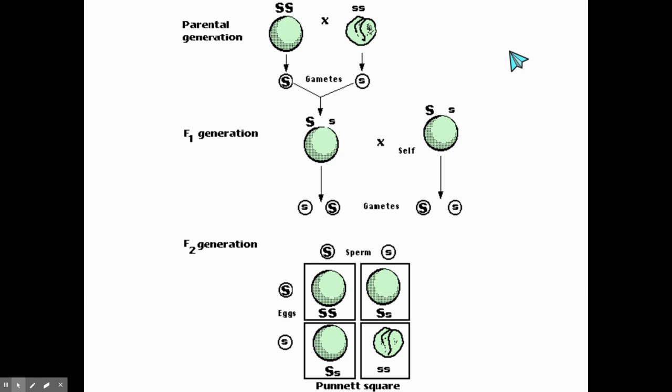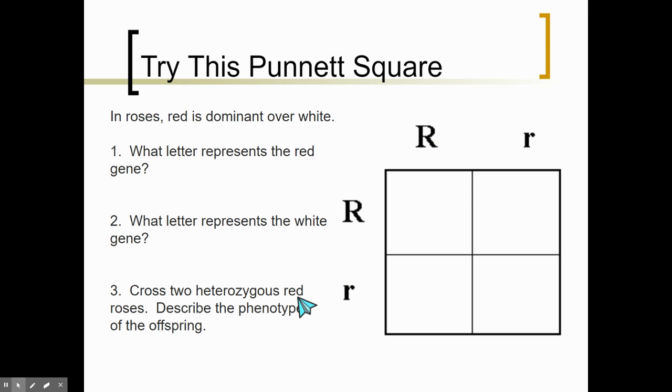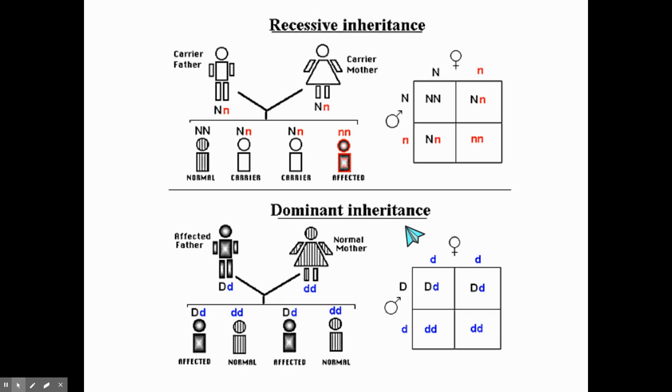So this is another example. It goes through seed texture, smooth versus wrinkled. So our big S is our smooth, our little s is our wrinkled. So it goes through and shows the cross between two heterozygous. And then here you guys can try your own for roses. So red is dominant over white. So that would mean that our big R is red, our little r is white, and then you could go ahead and do your cross.